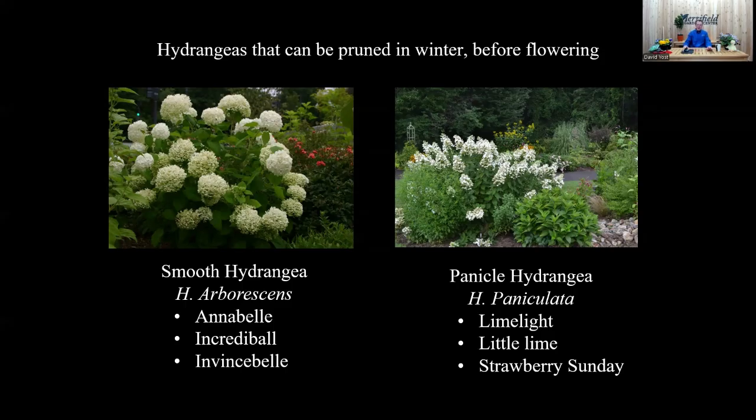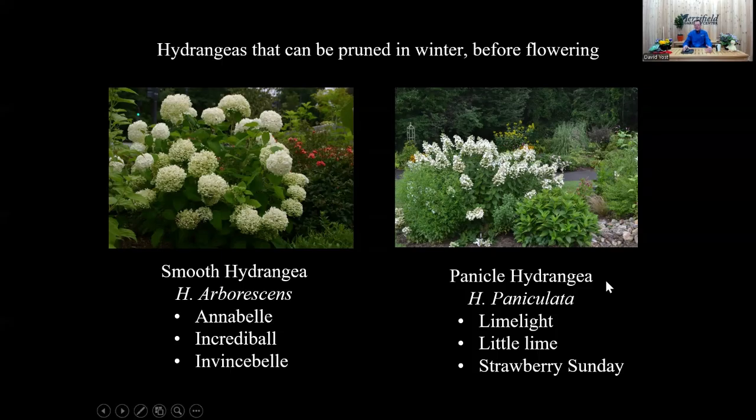So, trying to make sense of all this: the smooth hydrangea, Hydrangea arborescens, that's our native hydrangea. They will have names like Annabelle, Incrediball and Invincibelle. These are different cultivars. That's an example of a hydrangea that grows off of new wood, much like the crepe myrtle or a rose or a buddleia. I can prune those back now in the wintertime. They will regrow and bloom in the same season.